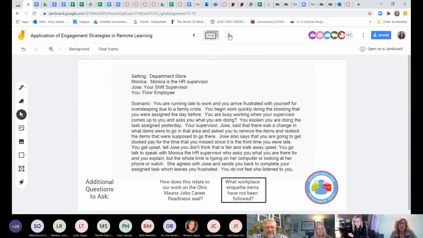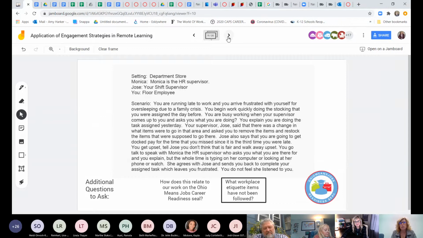You go to speak with Monica, the HR supervisor, who asks you what you are there for, and you explain. But the whole time, she is typing on her computer and looking at her phone or her watch. She agrees with Jose and sends you back to complete your assigned task, which leaves you frustrated. You do not feel like she listened to you. So this scenario would allow, in the career readiness environment, a talk about a lot of different things.